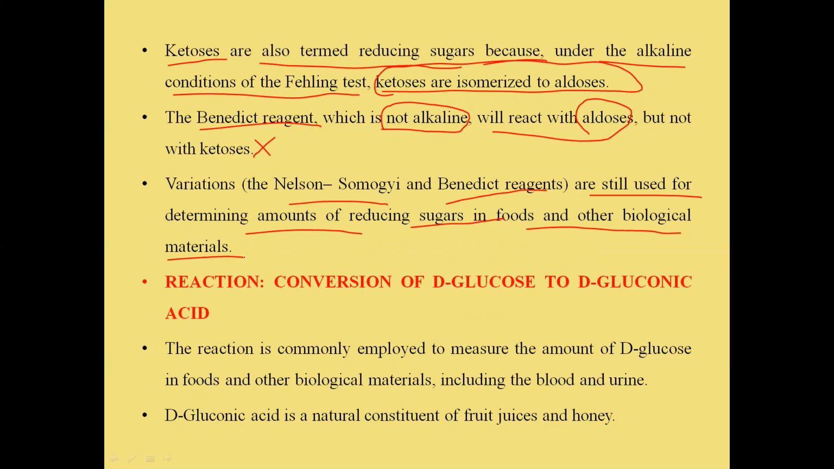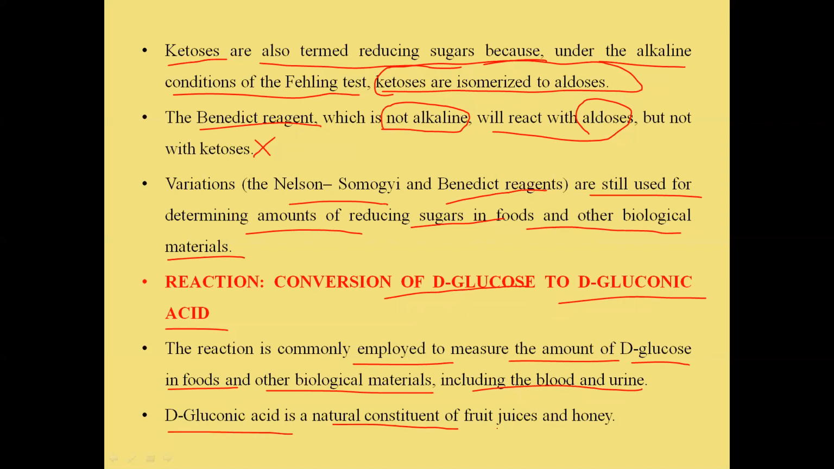An example of this oxidation reaction is the conversion of D-glucose to D-gluconic acid. The reaction is commonly employed to measure the amount of D-glucose in foods and other biological material including blood and urine. D-gluconic acid is a natural constituent of fruit juices and honey.